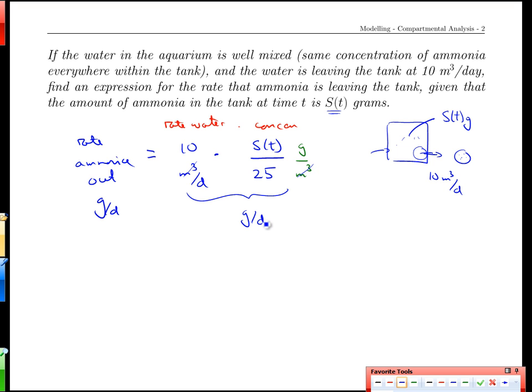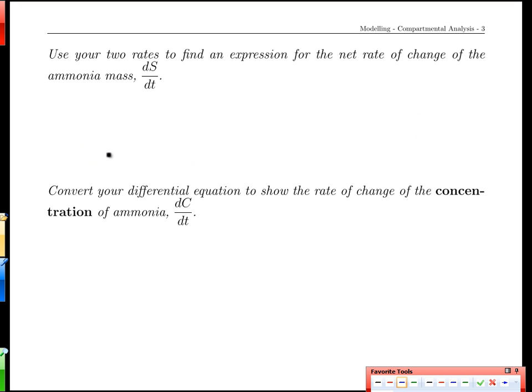Okay, so if we say there's some ammonia in this tank, give it a name S, then we can find the concentration by taking S divided by the volume that's holding all that ammonia, and then we can say, well, how quickly is that going to leave the tank? Well, each cubic meter has this many grams, that's a concentration, and we're losing 10 of those meters cubed every day. Oh, that's a net rate of ammonia leaving.